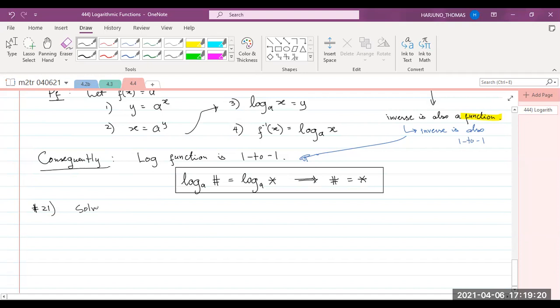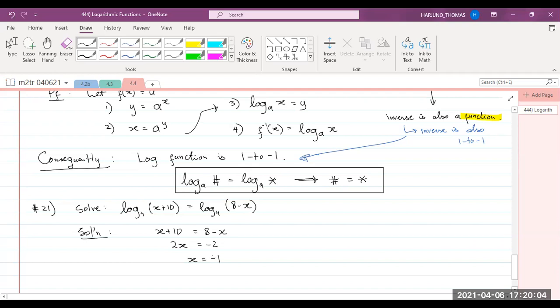Solve log base 4 of x plus 10 equals log base 4 of 8 minus x. Okay, log equals log. If log equals log, it means the argument has to be the same. Log of the same base means the argument has to be the same. So 2x equals -2, x equals -1.